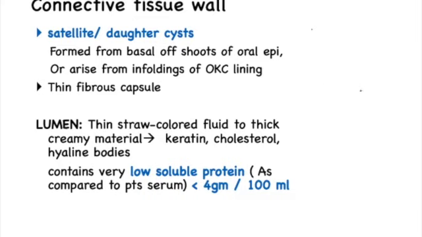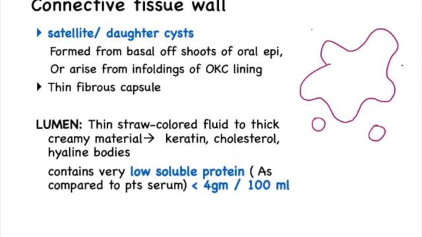Now coming to the connective tissue wall. It is made up of a thin fibrous capsule containing satellite cysts or daughter cysts. The lining of the daughter cysts is similar to the lining we see in the primary epithelium which lines the lumen, and they are filled with keratin. Sometimes they are just cystic spaces. These daughter cysts arise from the basal offshoots of the oral epithelium, or they can arise from the infoldings of OKC.